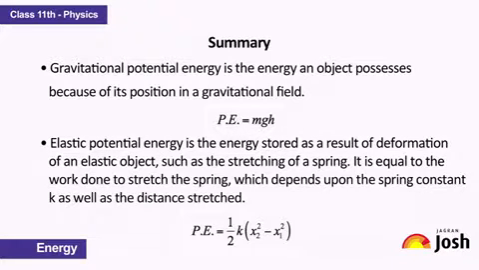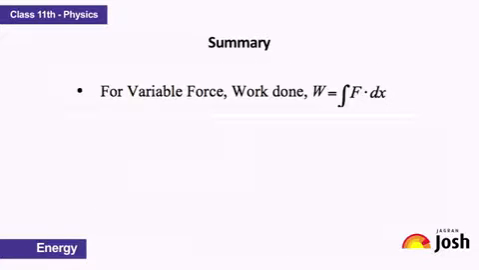Elastic potential energy is the energy stored as a result of deformation of an elastic object, such as the stretching of a spring. It is equal to the work done to stretch the spring, which depends upon the spring constant k as well as the distance stretched. PE is equal to half k into x2 square minus x1 square. For variable force, work done W is equal to the integration of F dx.